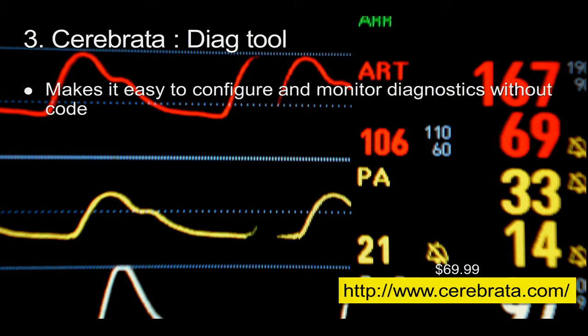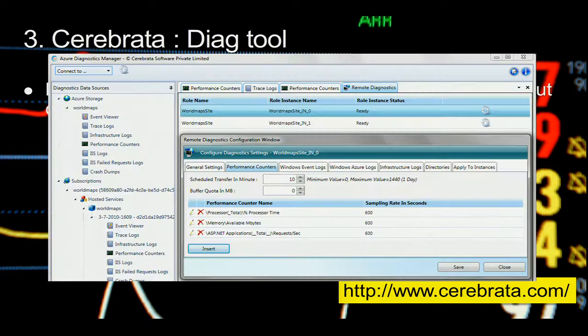So using a tool like Cerebrata, they build on our diagnostics API, and it's a tool that will allow you to look at your diagnostics, change what you're tracking and what you're gathering, how often you're tracking and gathering it, and shipping it to storage, and it'll even graph it out for you and make it real easy. That way at runtime I can make changes and do those sort of things, whether it's a scheduled transfer or an on-demand transfer. Again, this tool is at cerebrata.com, and it's $70.